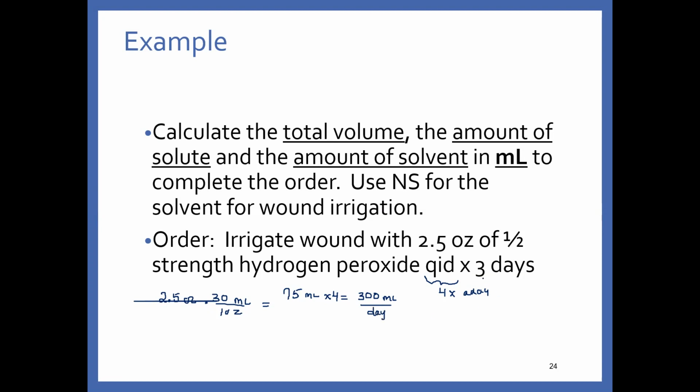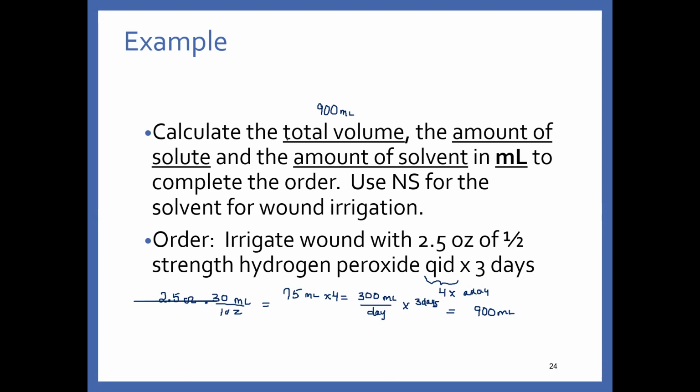The problem says that I'm going to do this for 3 days, so I will multiply by 3 days. And that will give me a total of 900 milliliters of the solution that is needed to irrigate this wound. So the first question, total volume, I will need 900 milliliters.